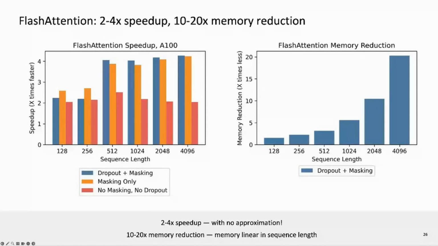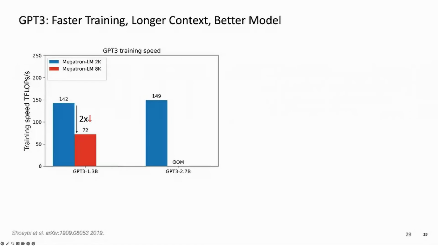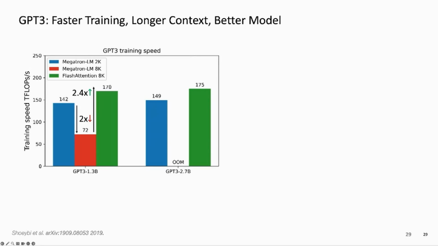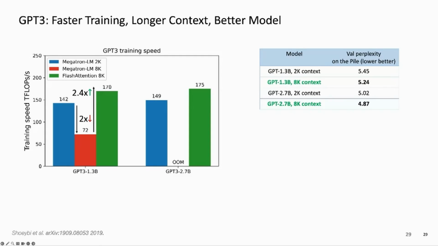So how does that play into the motivation, which is that we want to train models with longer context to get new capabilities and so on? Here's an example I showed with Megatron-LM back then. When we increase context length, the number of tokens per second slows down by like 2x, or we run out of memory. With FlashAttention, you can still get pretty fast training speed. We were at 170, 175 teraflops per second, and we don't run out of memory. So that allows us to train models with longer context, for example, 8K context.